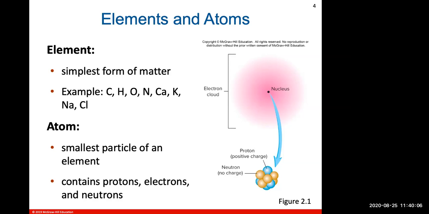And an atom is the smallest particle of an element. An atom contains protons, electrons, and neutrons. If you look at the electron cloud here, electrons surround the nucleus of an element, and the nucleus is made up of protons and neutrons. The nucleus is made up of positively charged protons and neutrally charged neutrons. So the neutrons have no charge, and electrons are the ones with the actual negative charge.